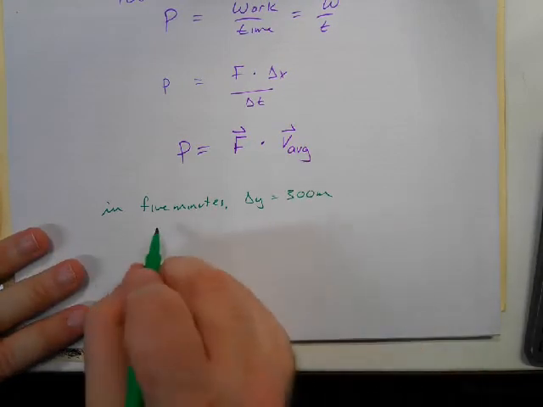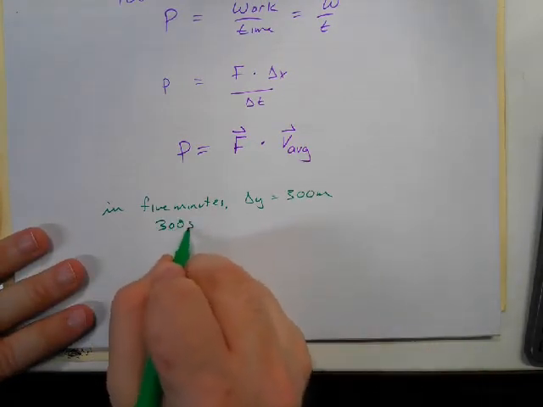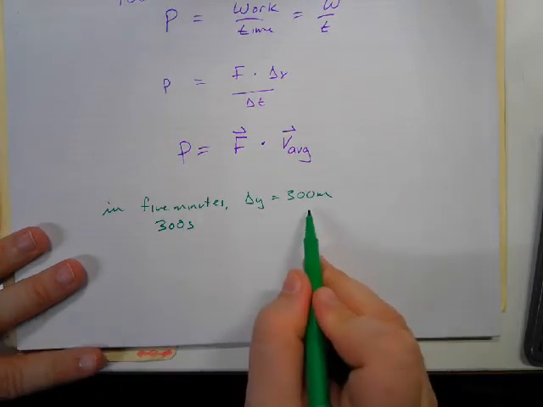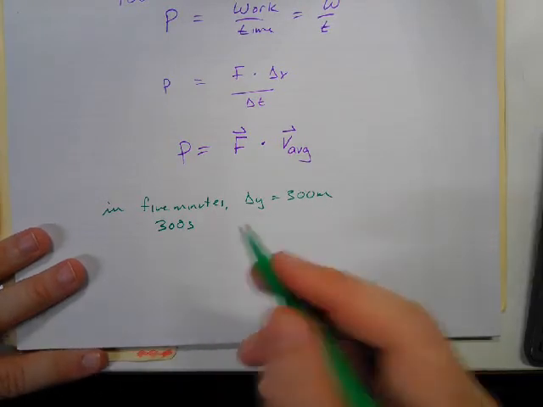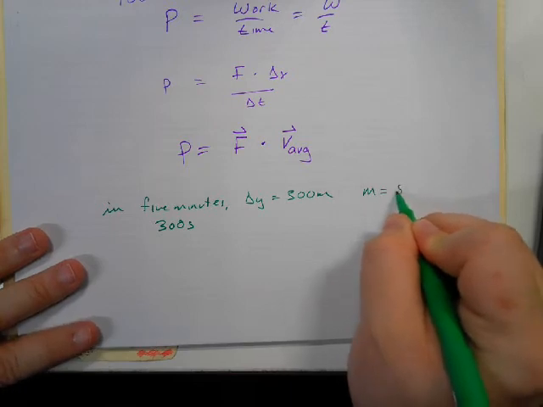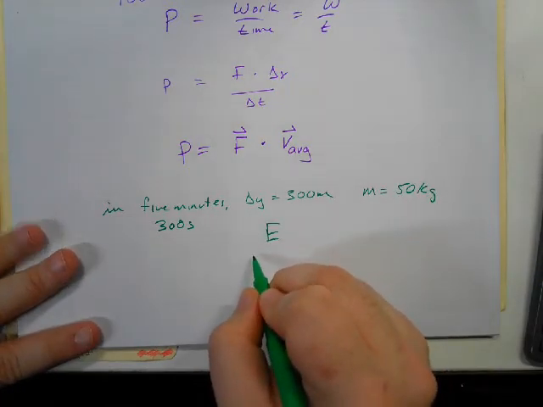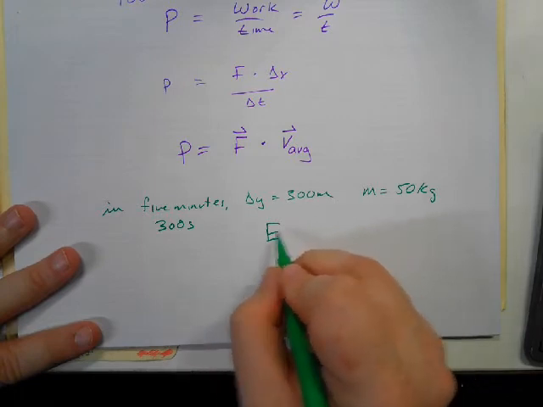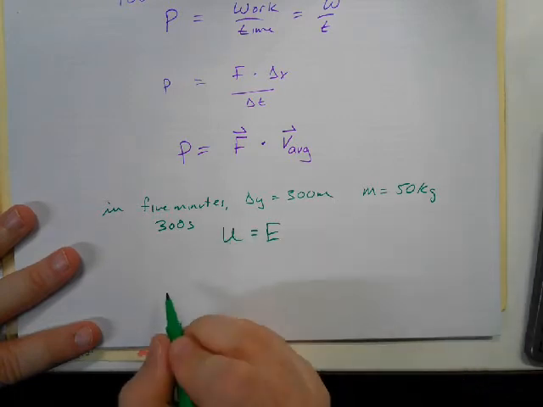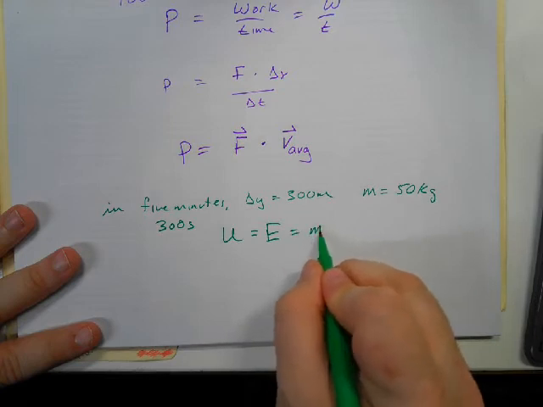So 5 minutes is 300 seconds. Delta y is 300 meters. We're going to say our mass is 50 kilograms. So the energy used, which is really the potential energy, is mgh.